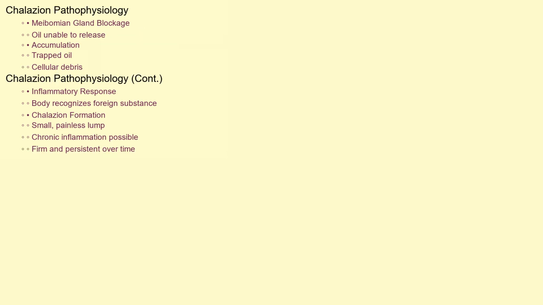Let's break down the pathophysiology. When a meibomian gland becomes blocked, the oil it produces can't be released normally. This trapped oil and cellular debris accumulate within the gland. The body recognizes this as a foreign substance and initiates an inflammatory response. This inflammation results in the formation of a small, painless lump within the eyelid, that's the chalazion. Over time, this inflammation can become chronic, and the chalazion can become more firm and persistent.